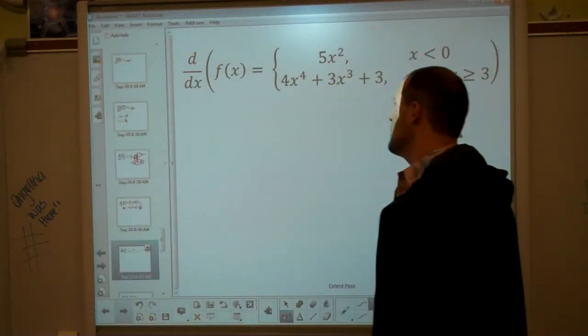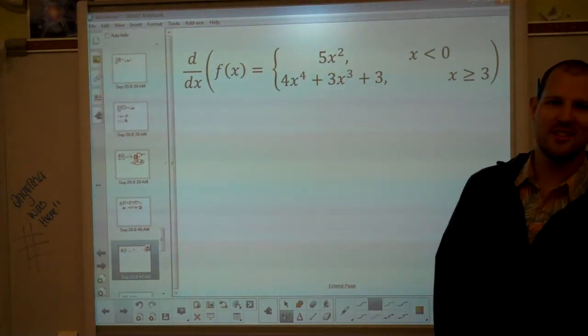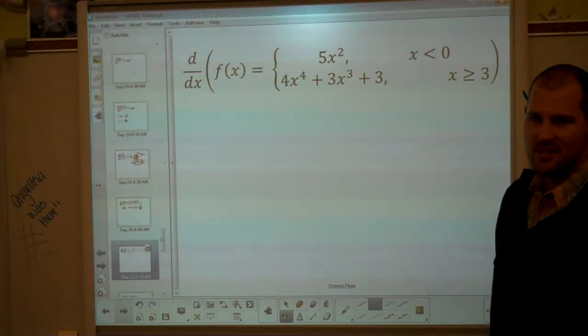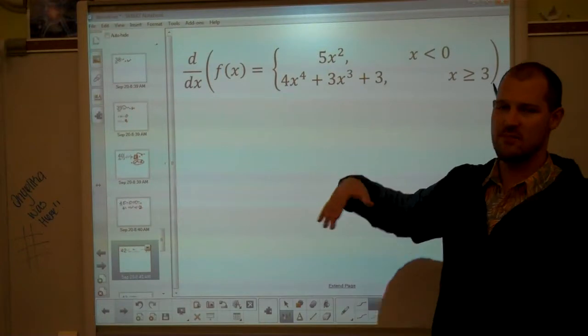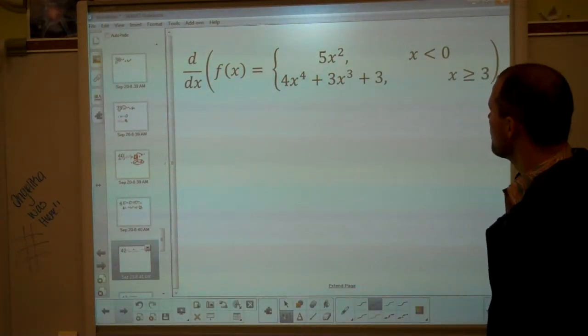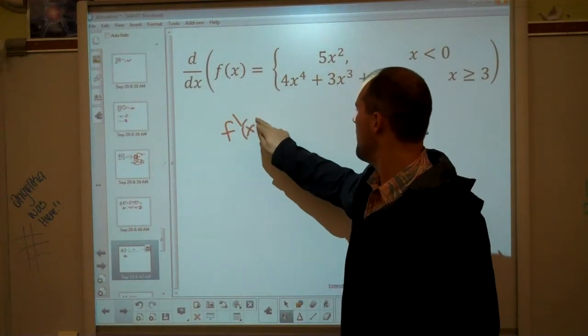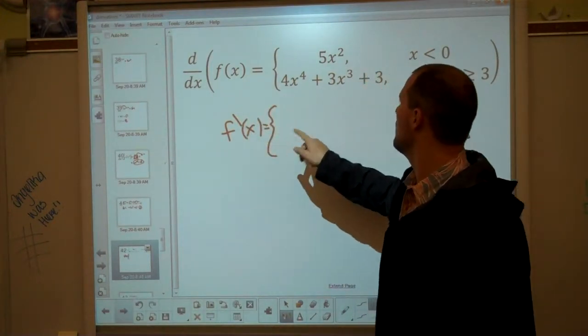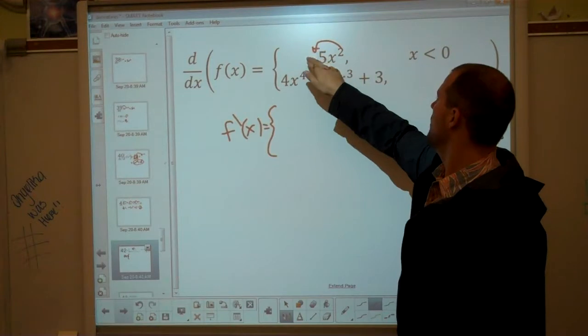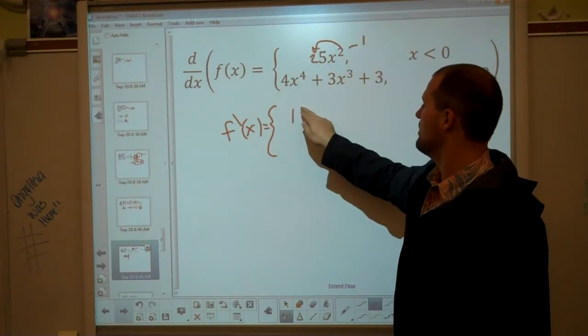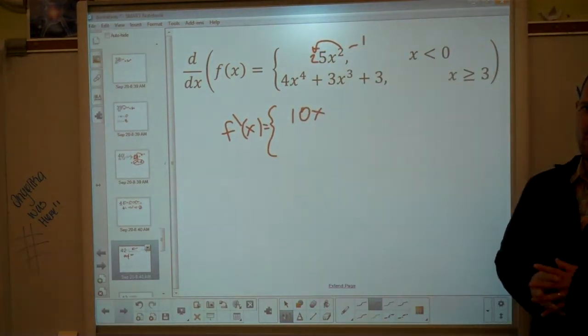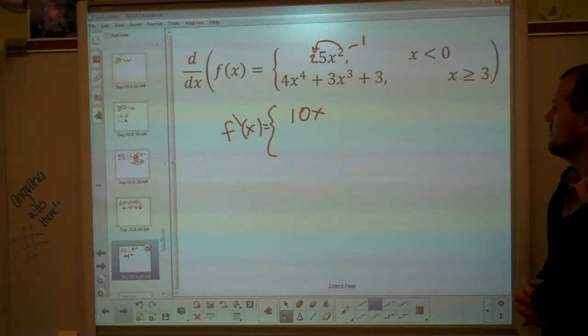Okay. Sometimes we're going to get something real exciting, a real exciting piecewise like this one. So we're going to talk about how to do that. We're just going to take it one piece at a time. Okay? So first piece, I'm going to write this as f prime x equals, let's see, pull the 2 down, subtract 1, that turns into 10x. We'll come back to the domain conditions or the domain restraints in just a minute.